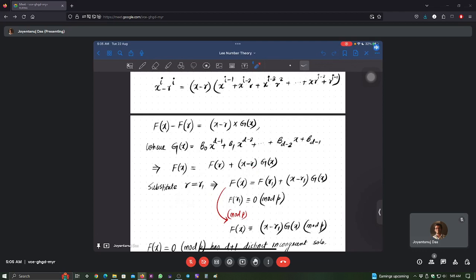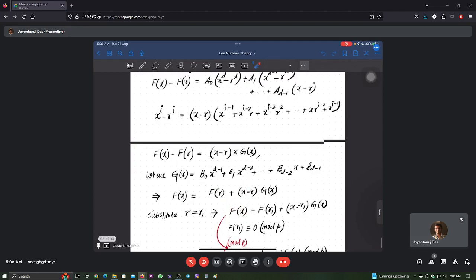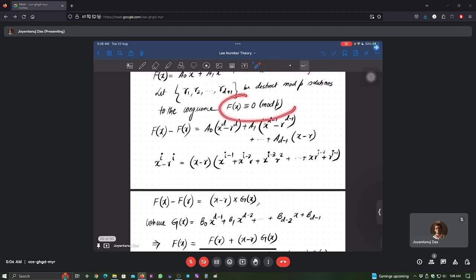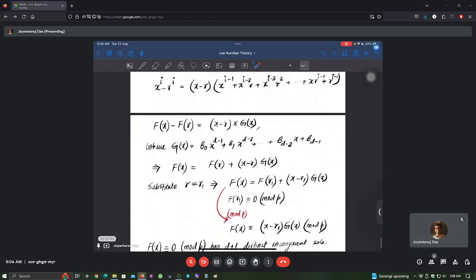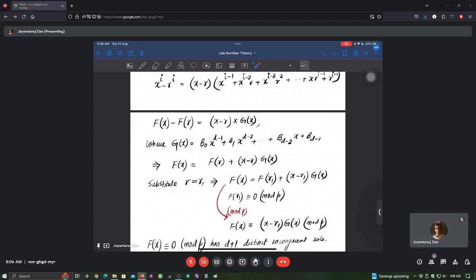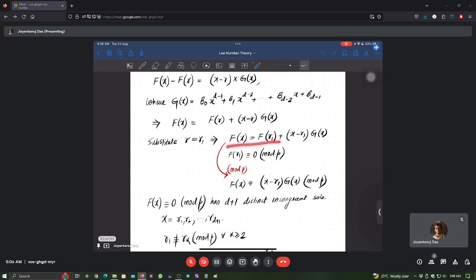Right, now I know that r1 is a root of f(x). So r1 is a solution to this congruence, right? f(x) equals 0 mod p. So f(r1) will be 0 mod p. Okay. Right? So if I take this equation modulo p, then this one is gone because it is 0 mod p. So I am only left with this part.